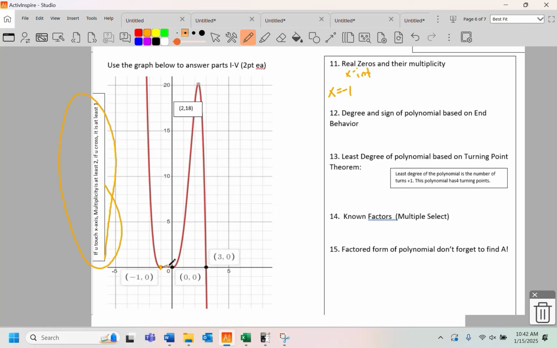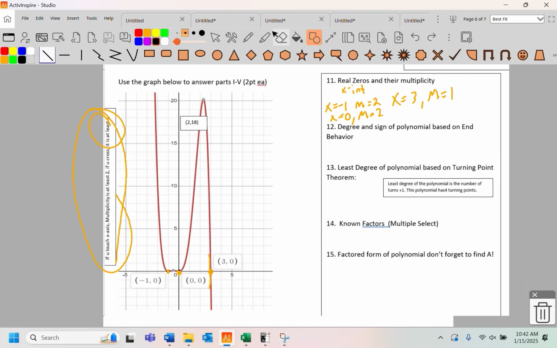This is a touch. Its multiplicity is 2. You have another 0 right here. It's at x equals 0. It's also a touch. Its multiplicity is 2. You have a 0 right here. X is 3. However, it is crossing, and it says it's at least 1. The multiplicity is 1. The degree and sign of the polynomial based on end behavior.